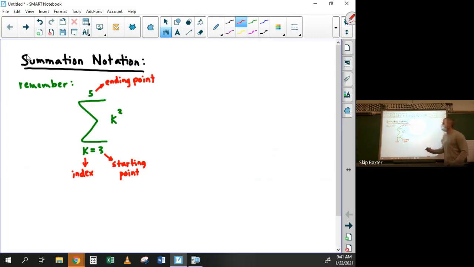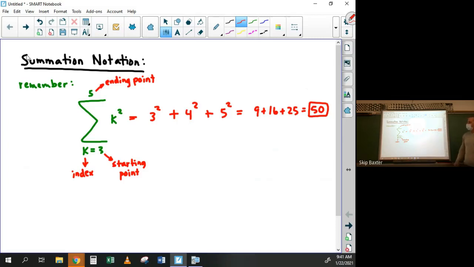So all you're going to do here is start with 3 and plug it in for k. So 3 squared. Plus, and then you go to the next consecutive integer, 4. Plug that in, 4 squared. Plus, and then the next consecutive integer, 5 squared. And then you go to the next one and the next one until you get to the ending point. So here we would stop. So this just ends up being 9 plus 16 plus 25. So the answer would be 50.